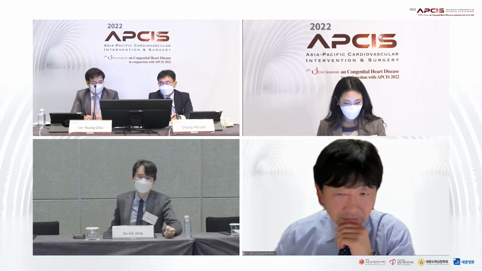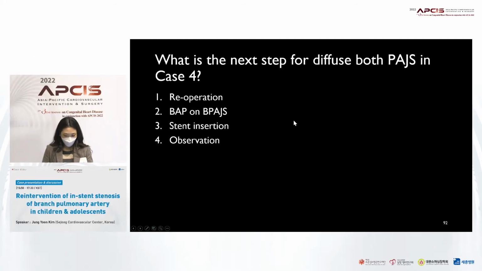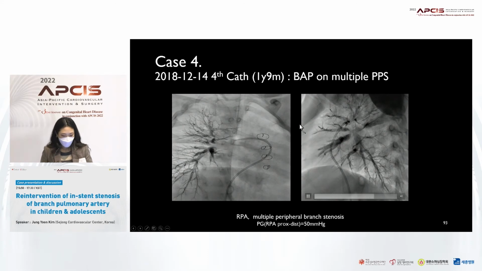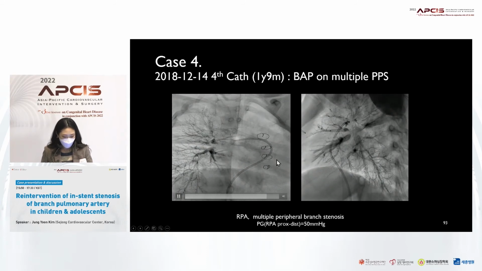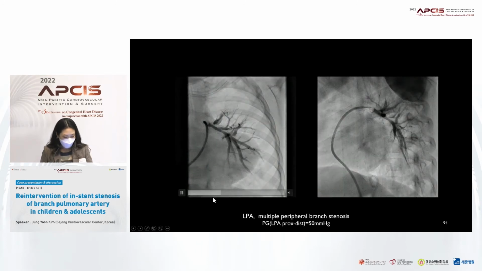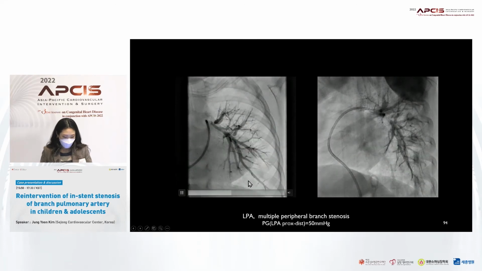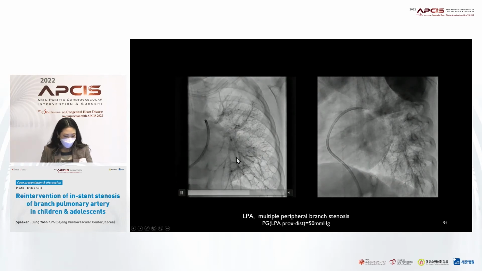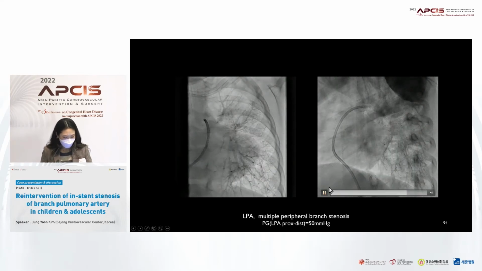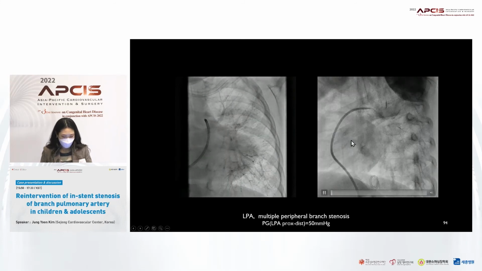Okay, back to the slide. At the age of 1 year 9 months, the first case performed RPA angiogram shows newly developed multiple PPS, and the pressure gradient from RPA proximal to distal was 15 millimeters of mercury. The LPA angiogram also shows newly developed multiple PPS, with a pressure gradient between LPA proximal and distal of 15 millimeters of mercury. We performed multiple BAPs on the segments of both pulmonary artery branches.